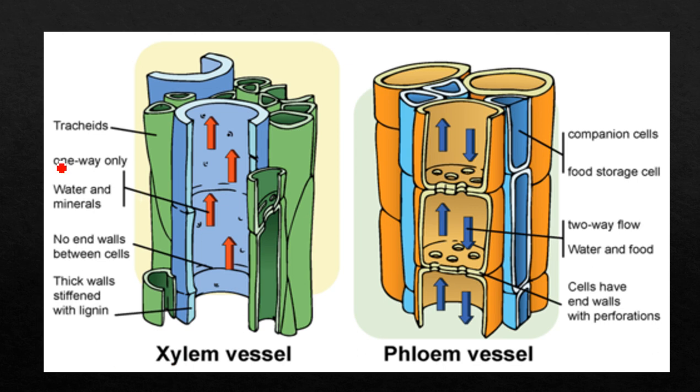Xylem vessels transport in one way only. On the other hand, your phloem shows the two-way flow. Here you can see the transport is in vertically upward direction in the case of xylem, but in the phloem the direction is both upward and downward, because leaves or green parts may be present at any location in the plant body. There the food will be made by the process of photosynthesis, and from those locations that food is transported to various parts. So it may be in any direction. So this is the transport.